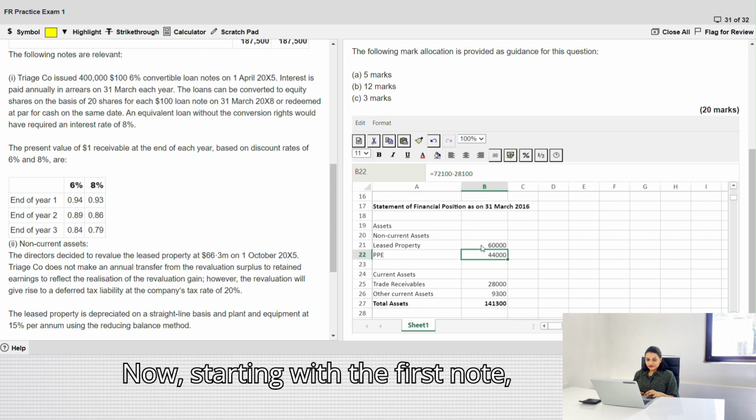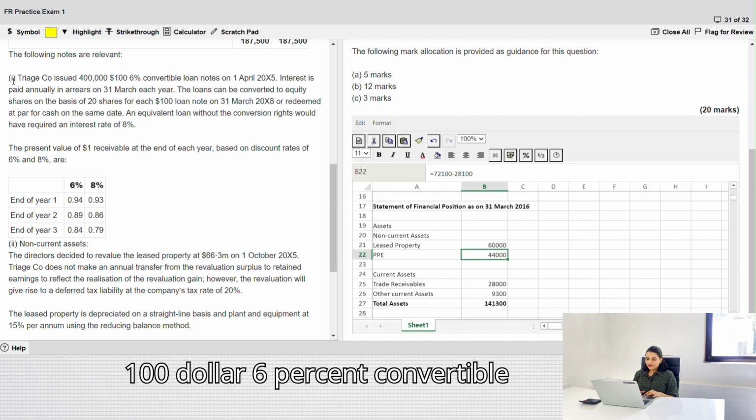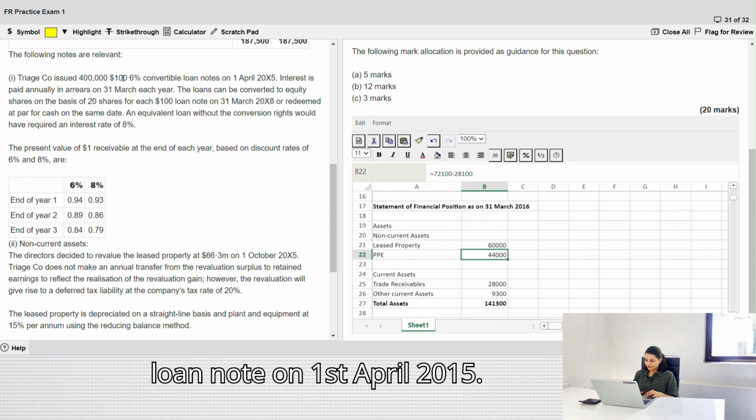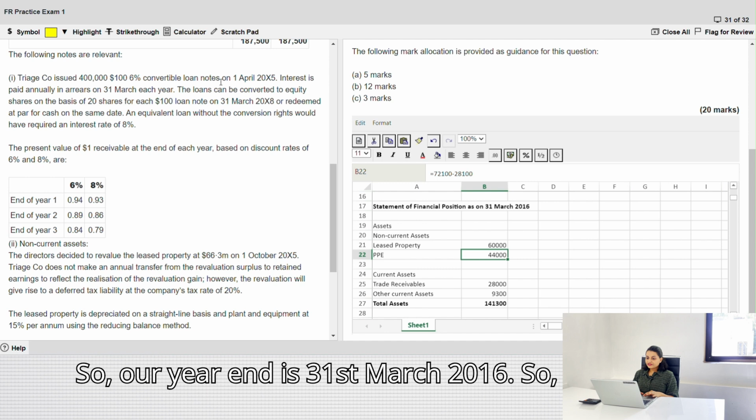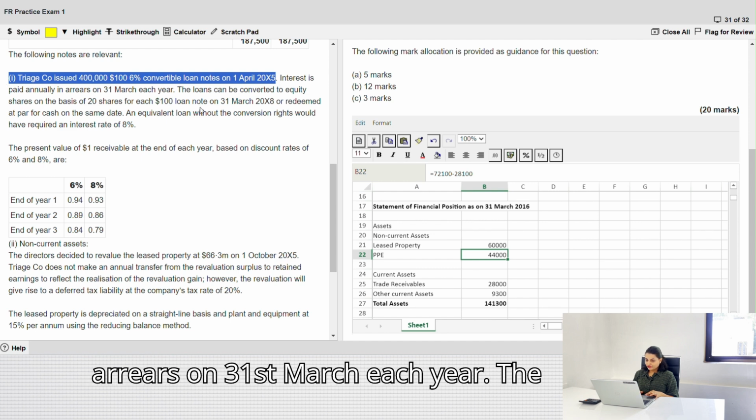Now starting with the first note, Triage Co. issued a $4,100 6% convertible loan note on 1st April 2015. So our year end is 31st March 2016, so one year ago is when they issued the loan note. Interest is paid annually in arrears on 31st March each year.